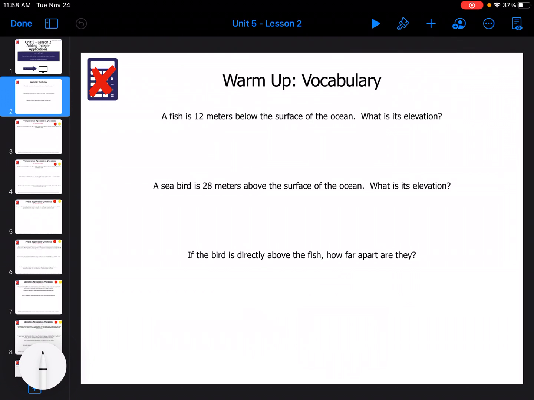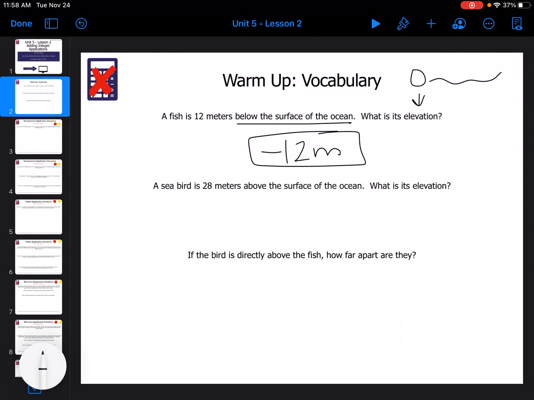It says a fish is at 12 meters below the surface of the ocean. What is its elevation? If I'm below the surface of the ocean, remember sea level is at 0. So if I'm below that, I'm going to be negative 12 meters. Plus, I know it's a fish, so it's got to be below, otherwise it's dead.